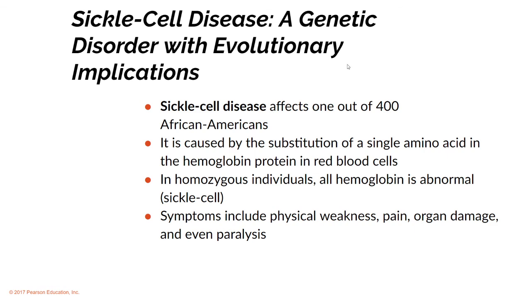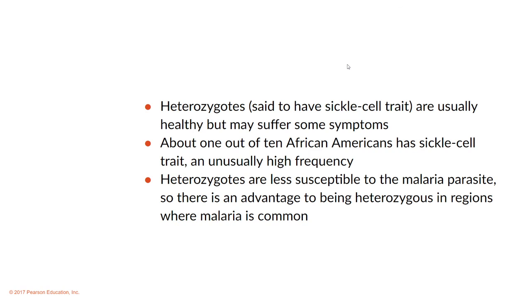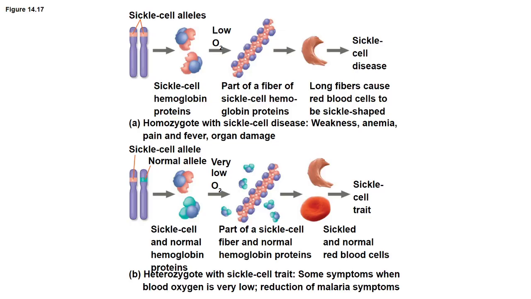However, one thing we do see with sickle cell is that heterozygotes are less susceptible to malaria. So even if you have one normal allele, one sickle cell allele, you are more resistant to malaria. So if you are homozygote dominant in this case, so homozygote recessive would show sickle cell, if you are homozygote dominant, you're more likely to get malaria.